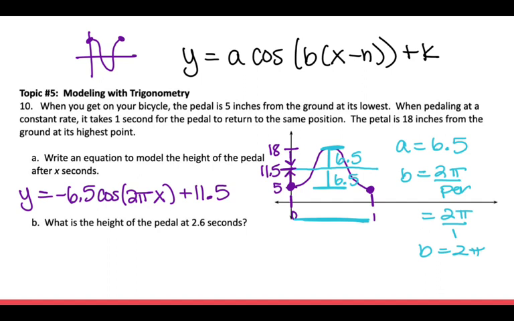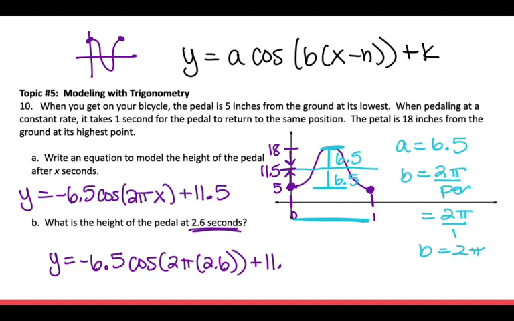And now that I have my equation, I want to find the height of the pedal at 2.6 seconds. So all I need to do is take 2.6 and plug it in. So I have 2 pi times, not 2.5, 2.6. Sorry, I misspoke. Plug it in for x. Plus 11.5, and that's going to give you approximately 16.76 inches.